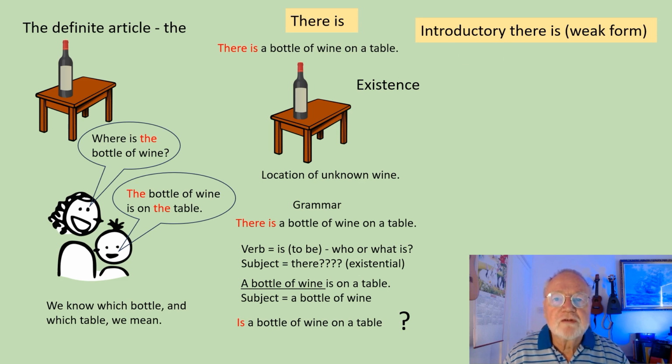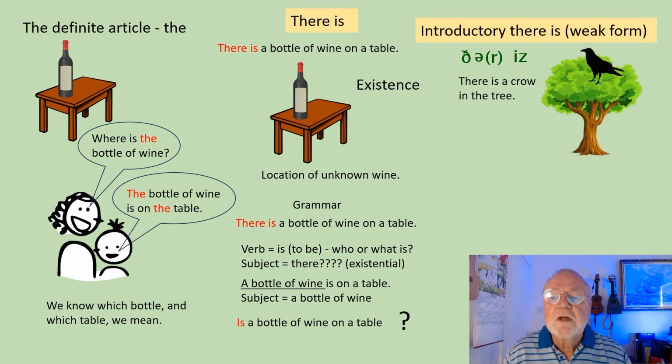When we use there is to introduce a sentence, we use a weak form pronunciation. And it sounds like the definite article actually. There is. Notice you can just hear the R, which I've put in brackets, and of course is as shown. Look at this sentence. There is a crow in the tree. That's very weak. And there's an even weaker form in colloquial and spoken English, which is the one you'll probably hear most of. There's a crow in the tree.